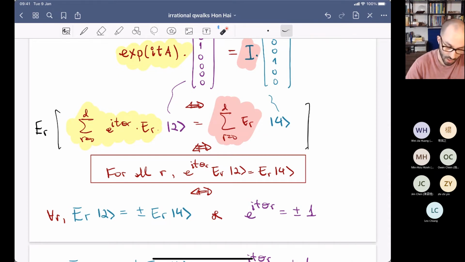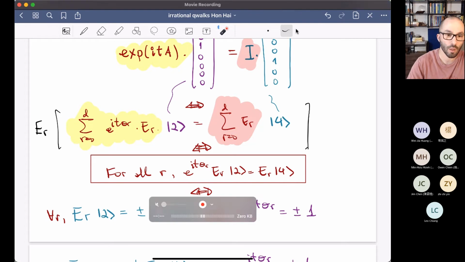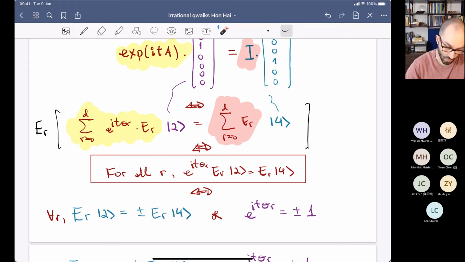And in that case this one is free to be whatever it wants to be, and then these eigenvalues will not really play a role in the quantum walk in this particular case. All right, but for those which are not 0, you have exactly these necessary and sufficient conditions. For all r, you must have that these vectors are parallel, plus or minus each other, and that e to the i t theta r is plus or minus 1.